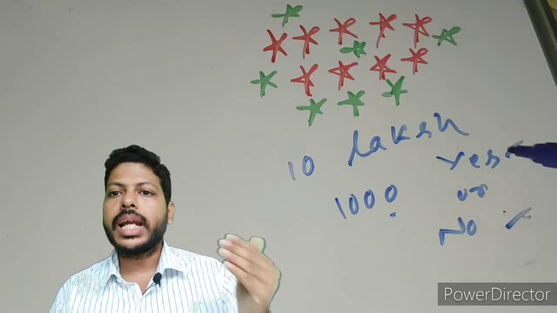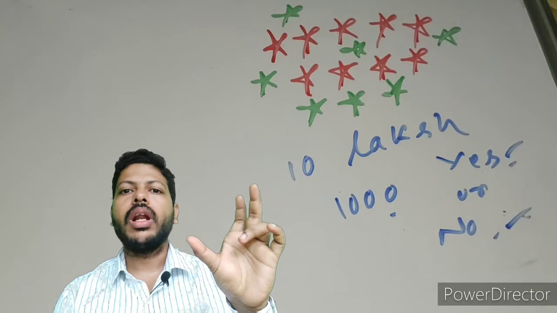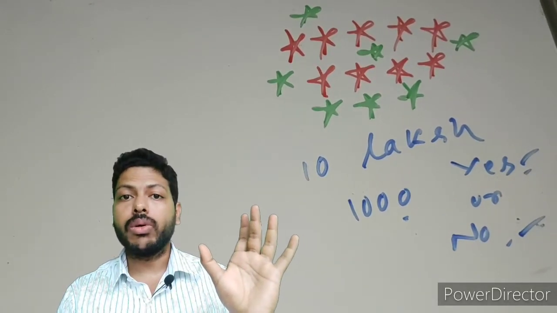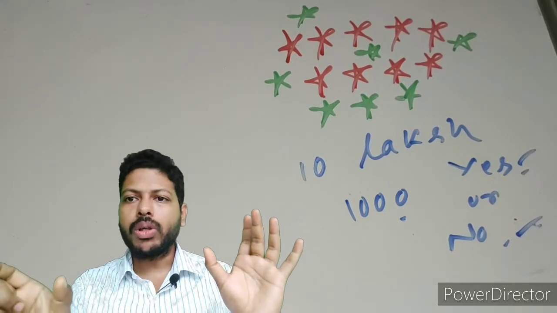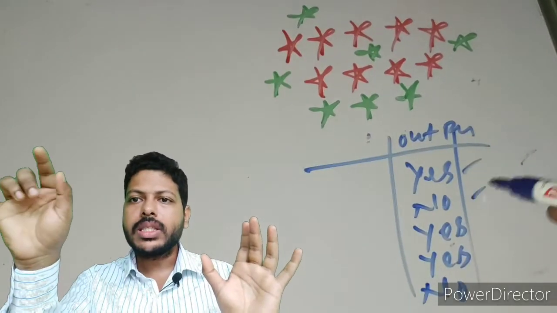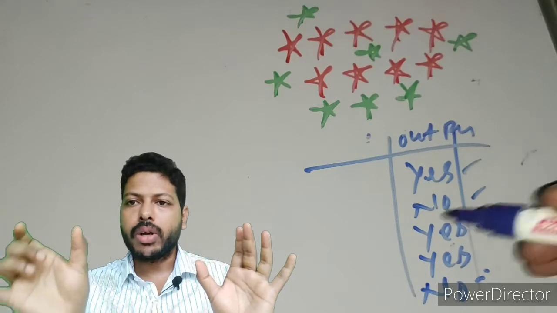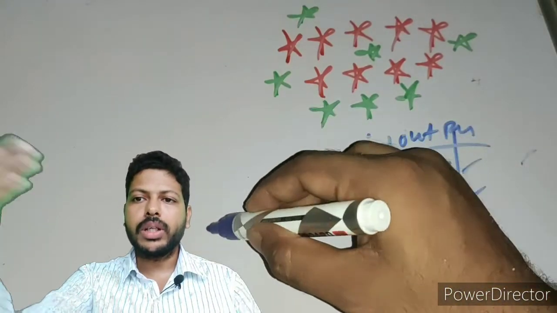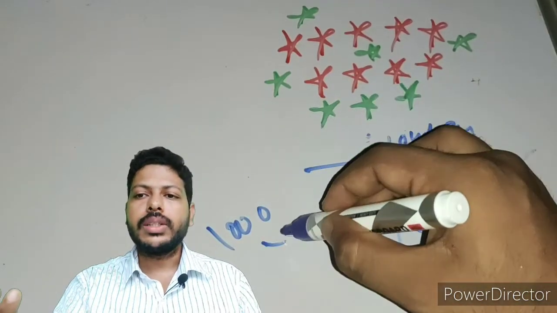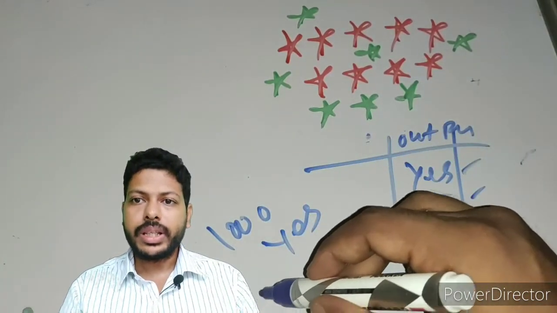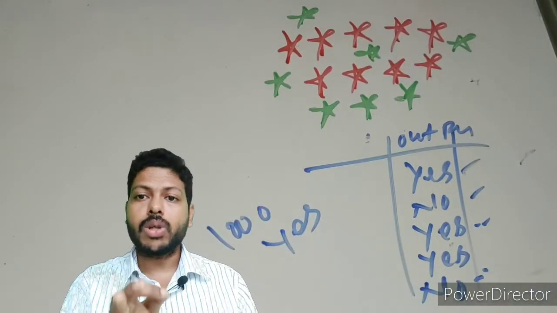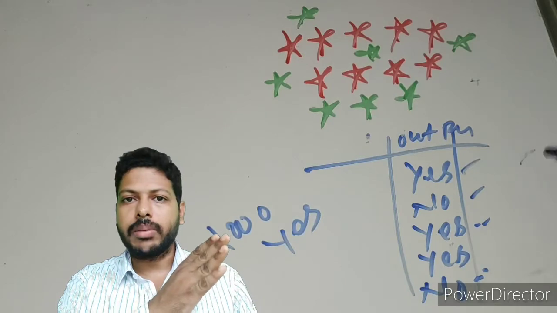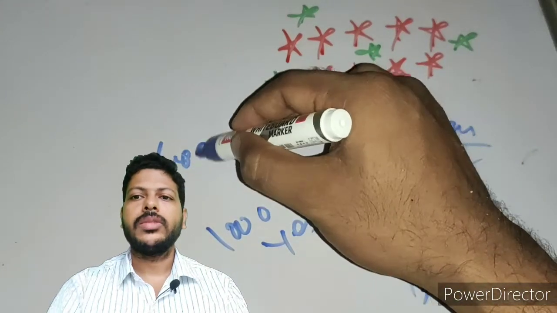Suppose out of those 10 lakh records, only 1000 people are getting the loan and the rest of the people are not getting the loan. In the output column we can specify yes for the people who are getting the loan and no for the people who are not getting the loan, and the model can understand from new data whether the person should receive the loan or not. In this way classification helps, and logistic regression is specially used for binary classification and multi-class classification.